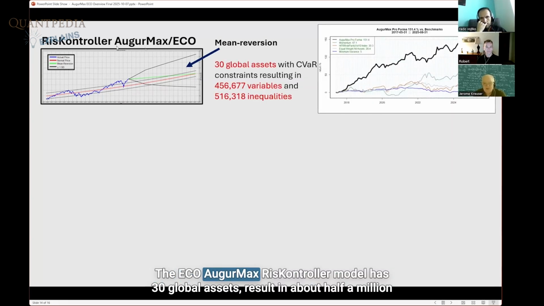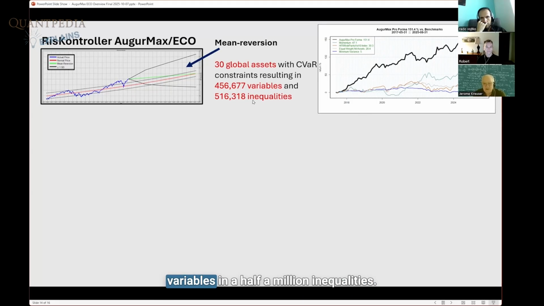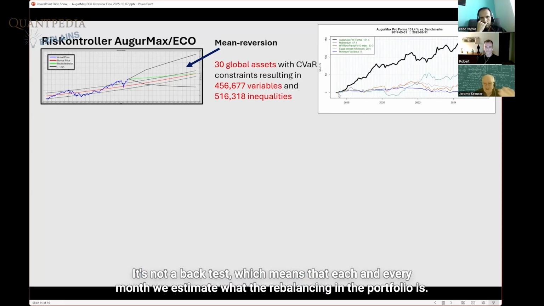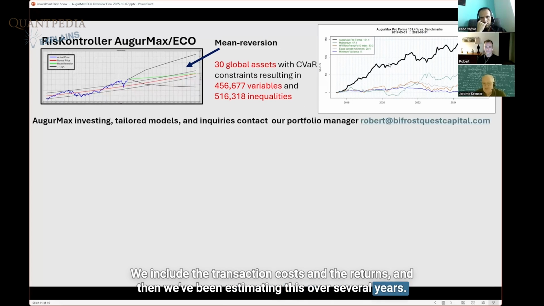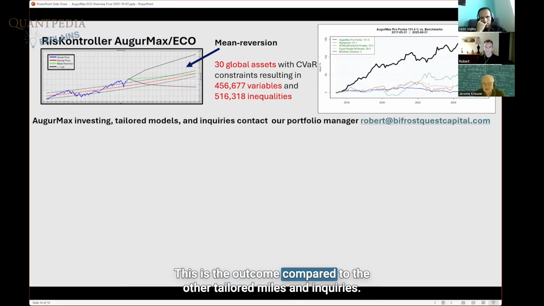The Echo AlgoMax risk controller model has 30 global assets, resulting in about 500,000 variables and 500,000 inequalities. A little less, a little more. It looks something like this. The actual estimation is a forward estimation. It's not a backtest, which means that each and every month we estimate what the rebalancing in the portfolio is. We include the transaction costs in the returns, and we've been estimating this over several years. This is the outcome compared to the other.